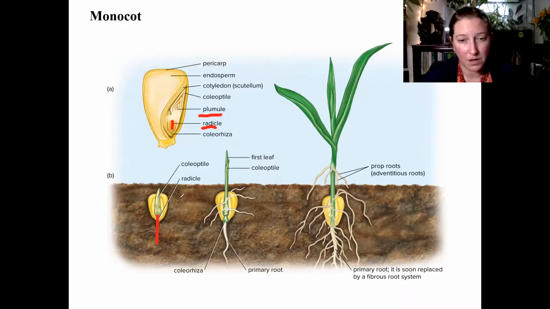Don't worry about coleoptile, but just know that the monocots have one cotyledon, but they still germinate in the same way.